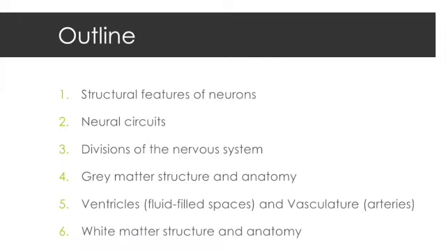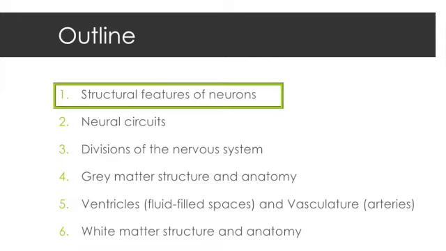I'll talk about gray matter structure and anatomy, and then I'll talk about the fluid-filled ventricles, which are fluid-filled spaces in the brain and central nervous system, and the arteries, the blood supply, the vasculature of the central nervous system, and then we'll talk about white matter structure, right? So that's the outline of today.